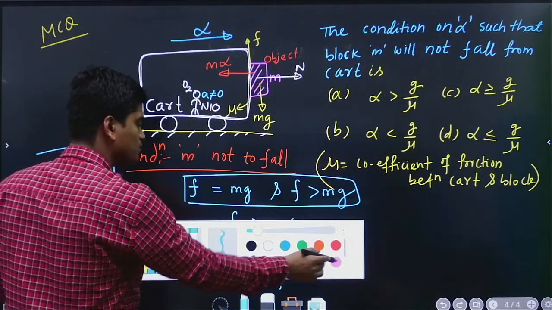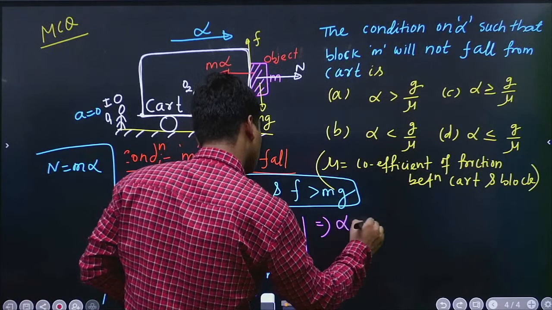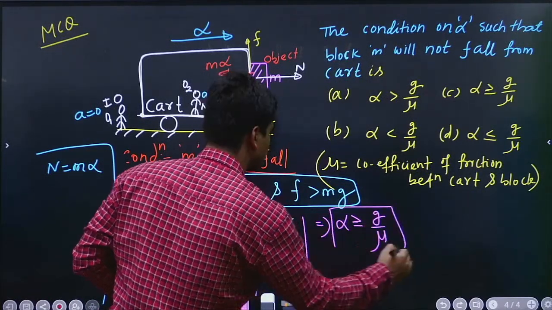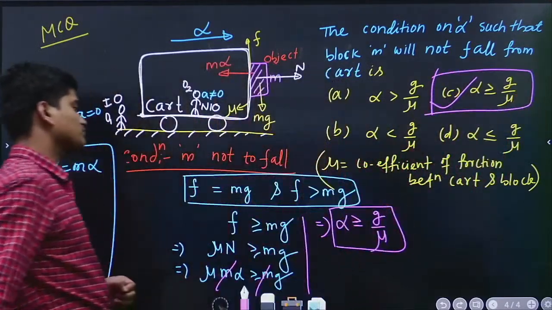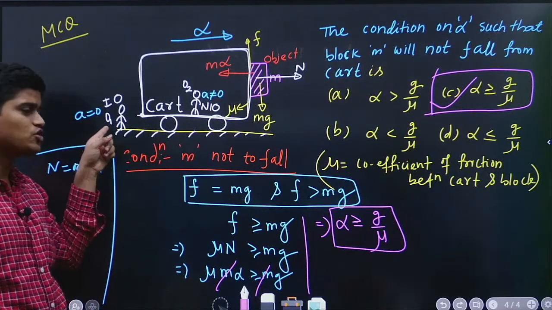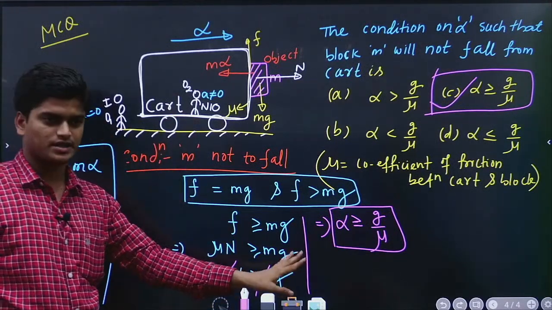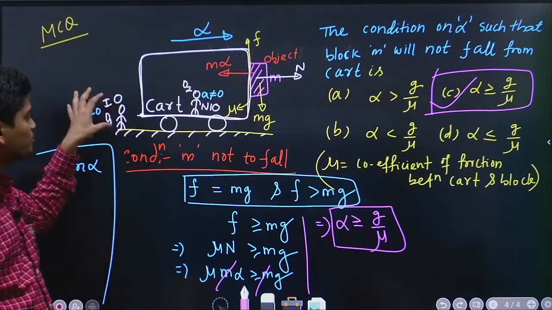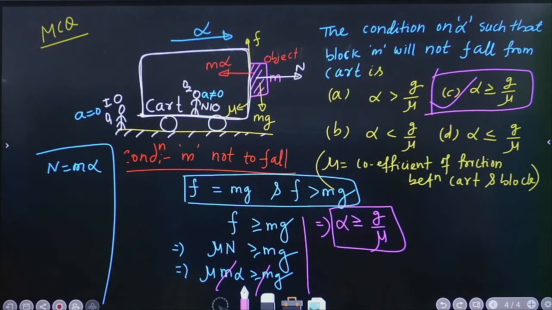Now what will happen? M cancels. Now what will we get here? Alpha is greater than or equal to g by mu. What is your answer? Answer is C. Yes or no? But remember, if you are solving based on this, observer 1 will also get the correct answer, and observer 2 will also get the correct answer. But when you are doing it as observer 2, you should apply pseudo force. For observer 1, no need to apply anything, the direct answer will come.